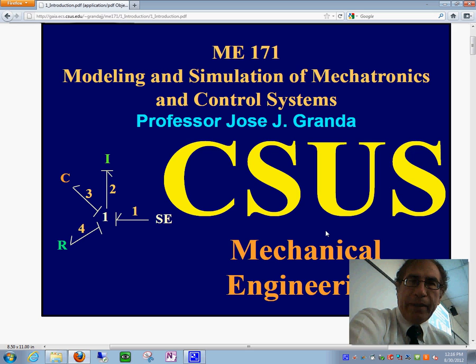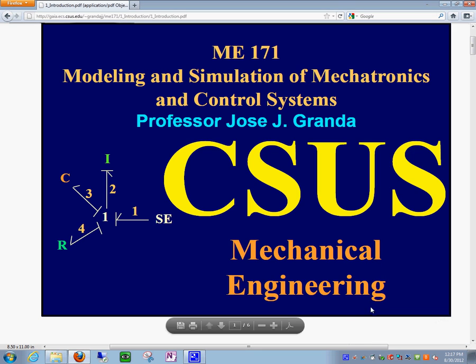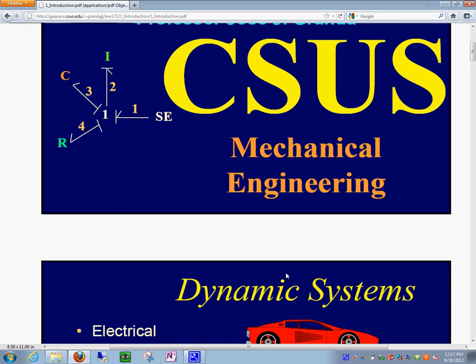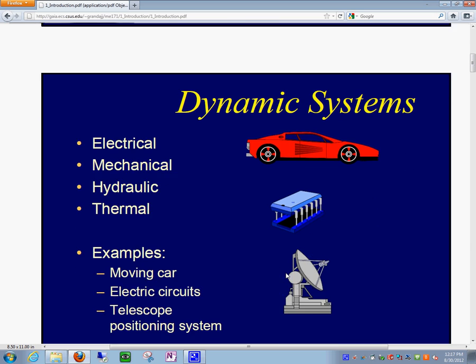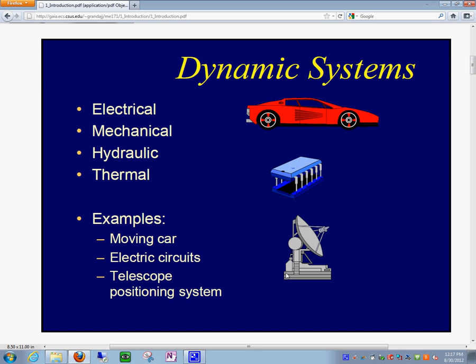So in this, today we will look at the basics of what make up those systems, and we will also experience a computer simulation that each of you will be able to do. So, all right, let's just look at our first application of mechatronic systems.